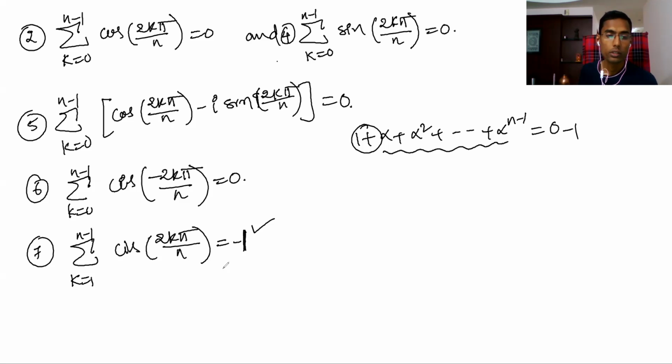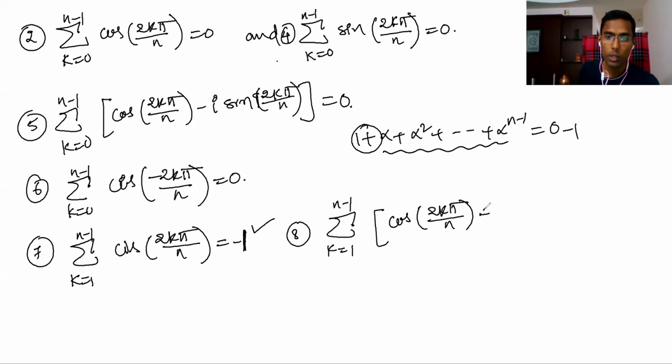All right. So also I wrote like this. Also I wrote summation k equal to 1 to n minus 1, k equal to 1 to n minus 1, cos 2k pi by n plus i sine 2k pi by n.